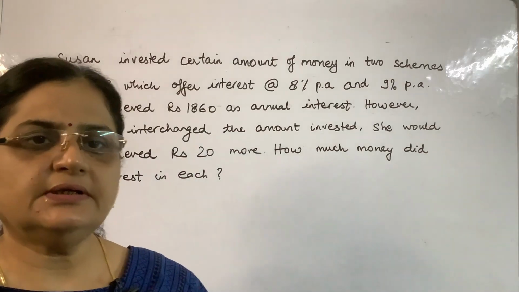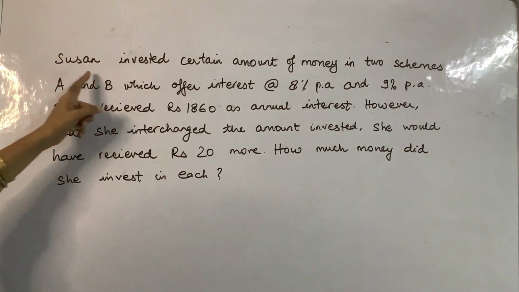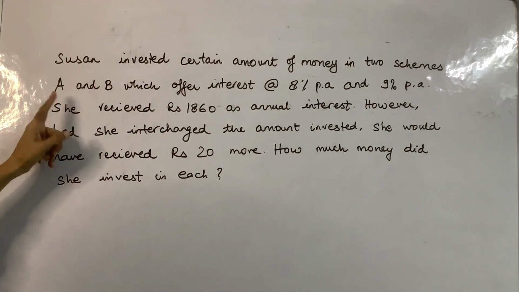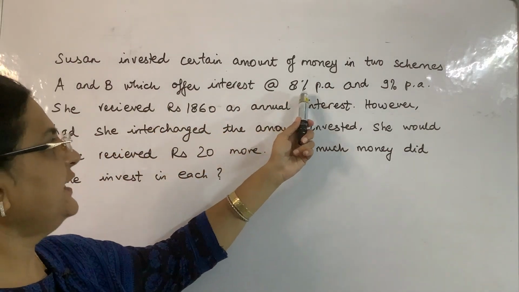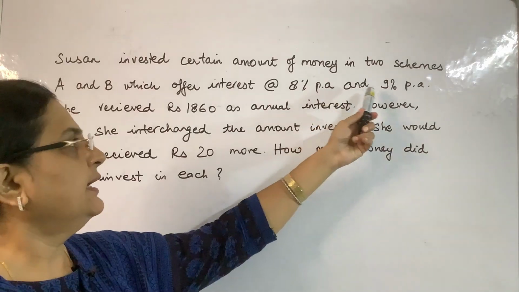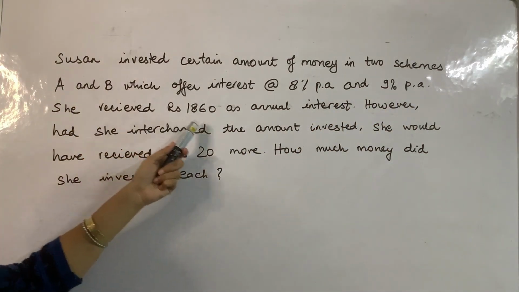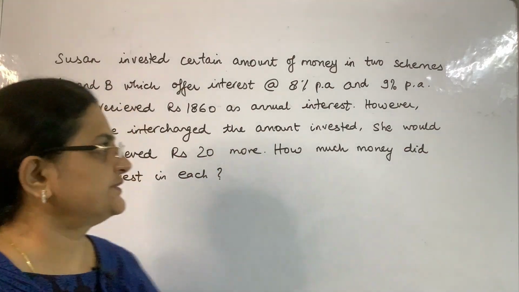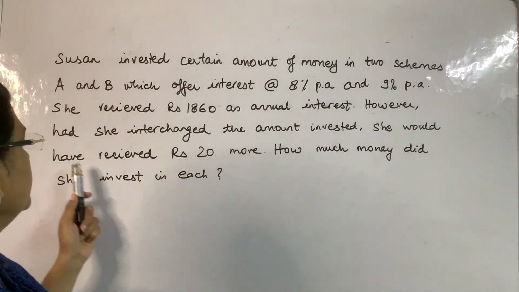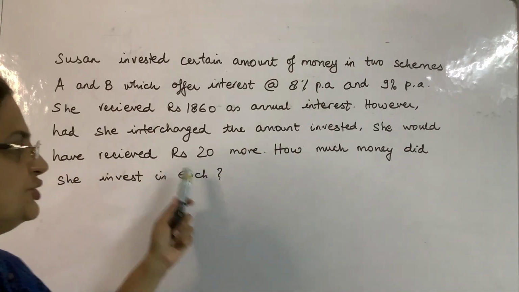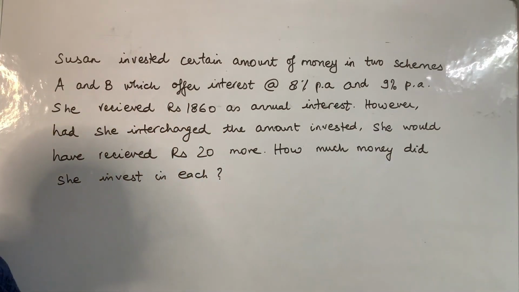Let us look into the next question very quickly. The next question says Susan invested a certain amount of money in two schemes A and B which offer interest at the rate of 8% per annum and 9% per annum. She received rupees 1860 as annual interest. However, had she interchanged the amount invested, she would have received rupees 20 more. How much money did she invest in each?